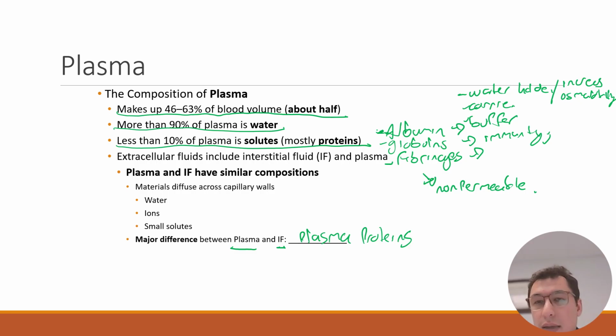Another key concept you should remember is osmosis, which is the movement of water from one side to the other through a membrane. In this case it will be the capillary. You should also know osmolarity. What is osmolarity? The concentration of solids in a solution. So the osmolarity of blood is dependent on those solids that are within, such as albumin, globulins, fibrinogens. And these plasma proteins are non-permeable. That means that they don't cross the capillaries.